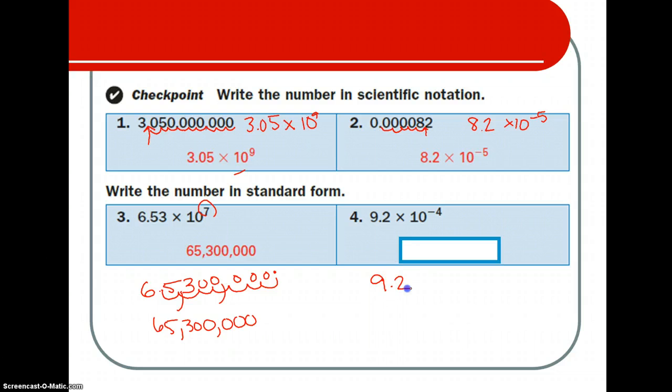Number 4, 9.2. We're moving negative 4 left. 1, 2, 3, 4. Add those zeros, add 1 before. There's your answer.